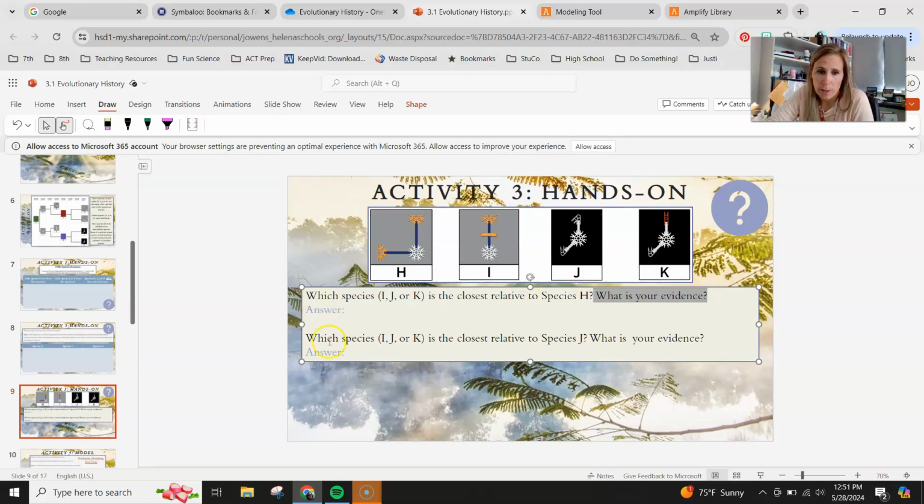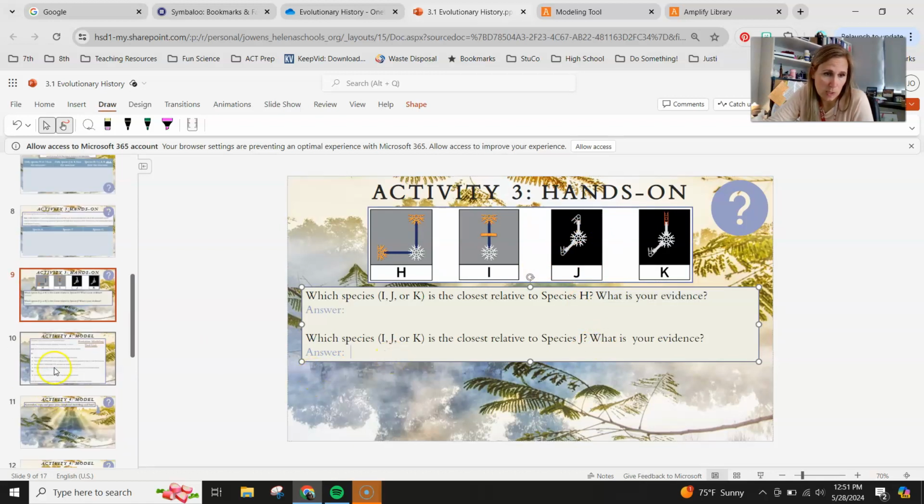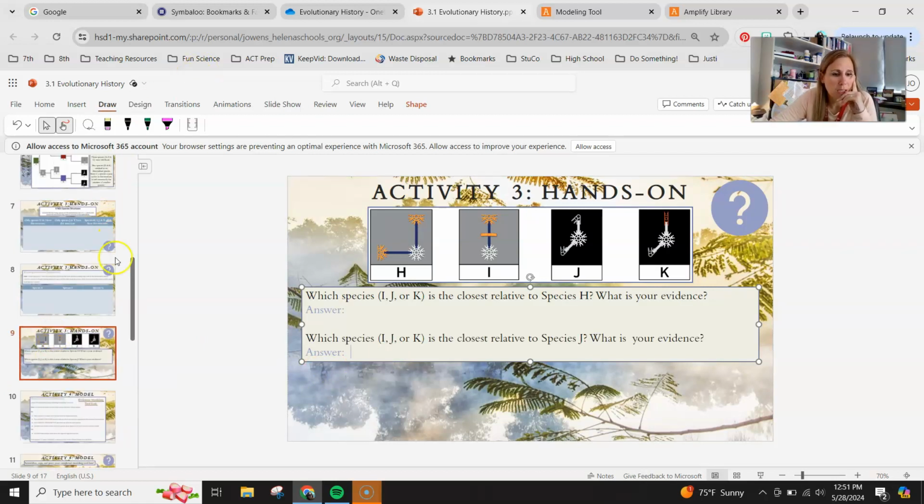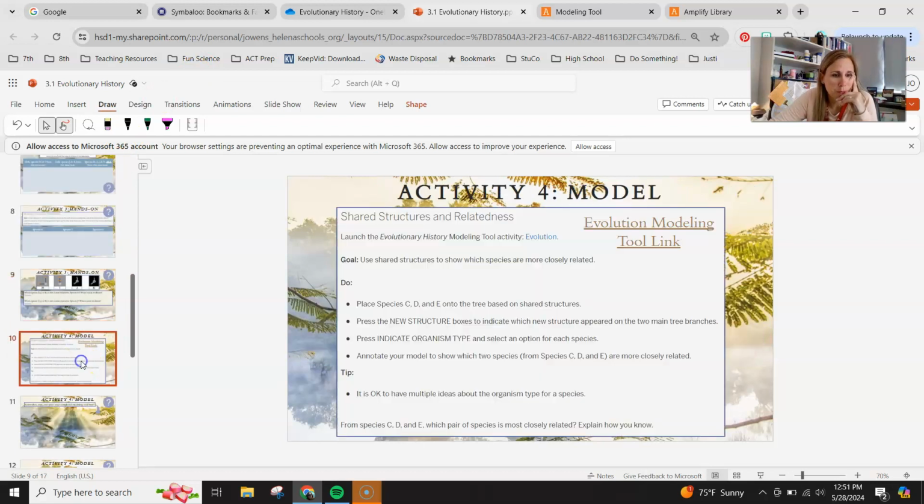Tell me those. Okay, which species, I, J, or K, is the closest to species J? What is your evidence? So again, explain what your evidence is. That should be the specific body structures. Go ahead, take a second, complete through slide 9, your Activity 3 hands-on, and when you're done, come back to this video and I'll explain the modeling tool.